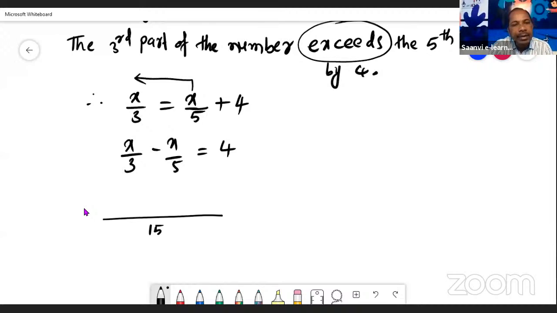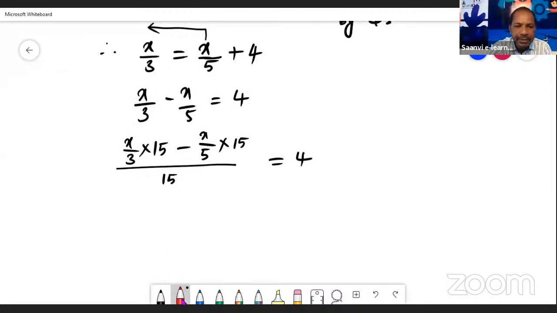Now, after taking the LCM, each and every number we have to multiply by the LCM. So take the first number, that is x by 3. And what is the LCM? 15. So every number we have to multiply by the LCM. So x by 3 into 15 minus, and what is the next number? x by 5 into 15. Like this, every number we multiply by the LCM, is equal to, on the right side how much is there? 4 is there. Right. Now simplify it.